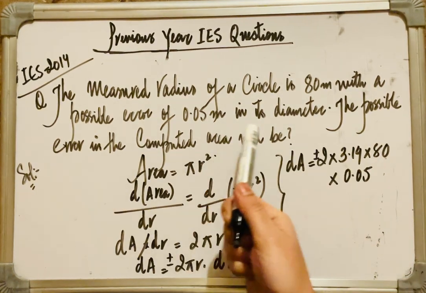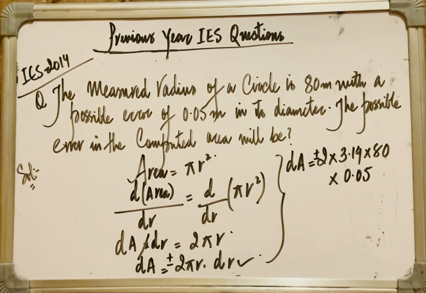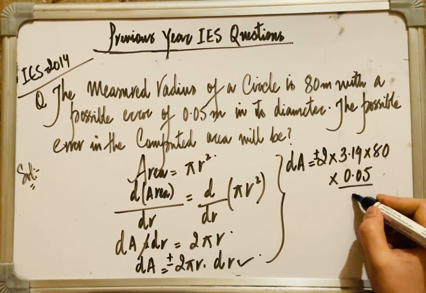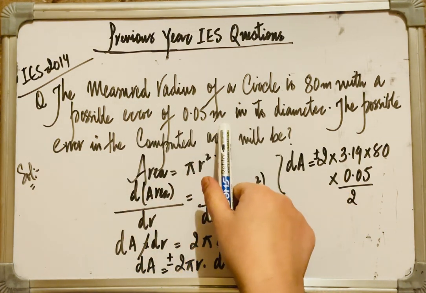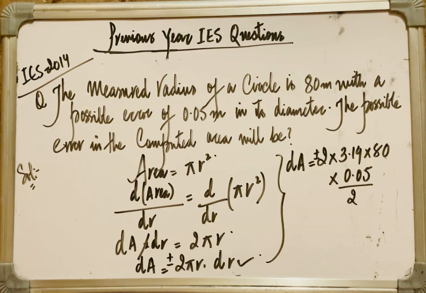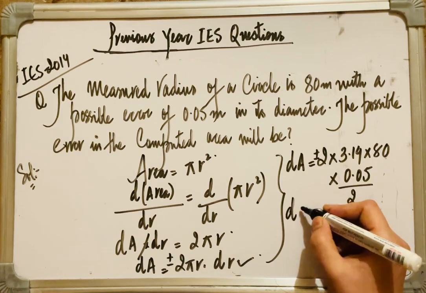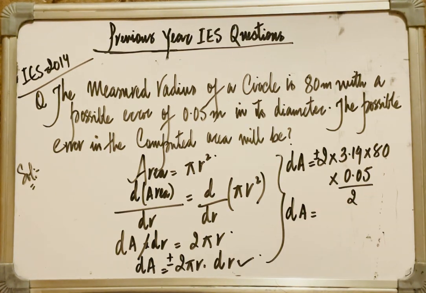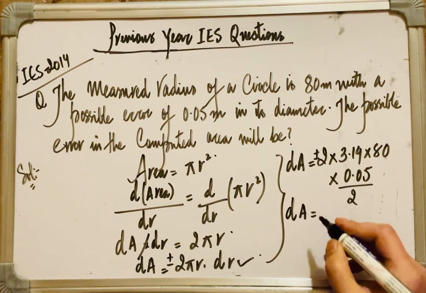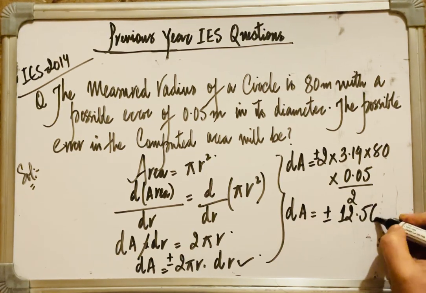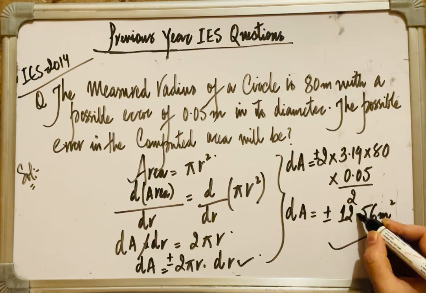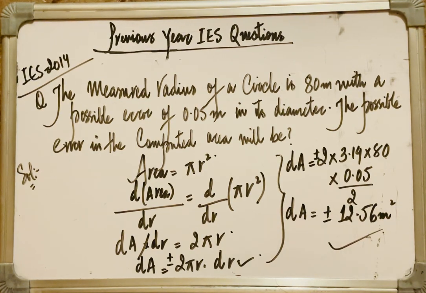is the error in dia, but I have to calculate dr, that is 0.05 divided by 2, because the possible error in dia is 0.05 meters. That means the possible error in radius will be equal to 0.05 divided by 2. By calculations, the possible error in the computed area of the circle is equal to plus minus 12.56 meters square. So this was the question as asked in IES 2014 and we solved it.